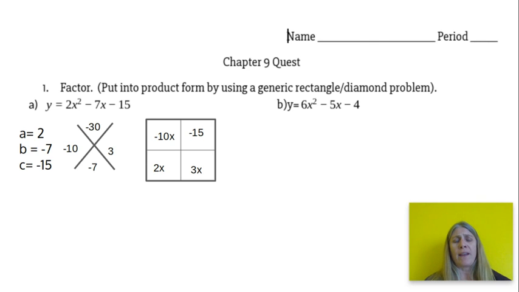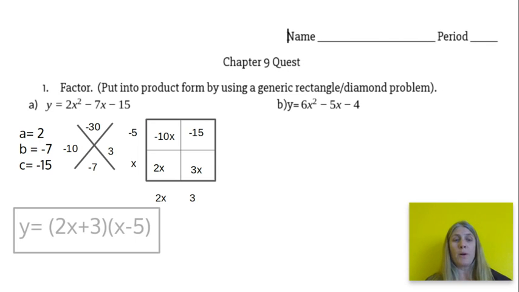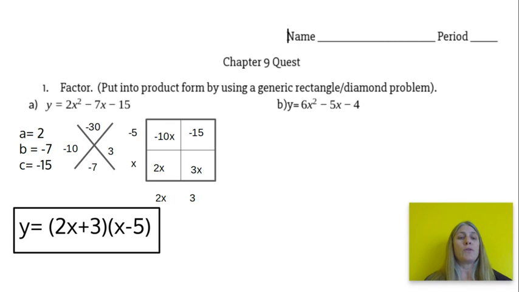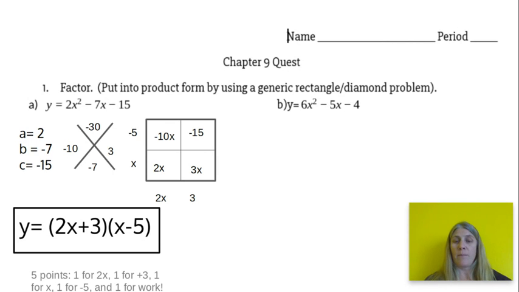Now we're going to find the outsides, which are going to be the products of our generic rectangle. So we know that our 2x squared is going to be 2x times x. We know x times 3 is 3x, and 2x times negative 5 is negative 10x. We write that in product form. So y is equal to 2x plus 3 times x minus 5.